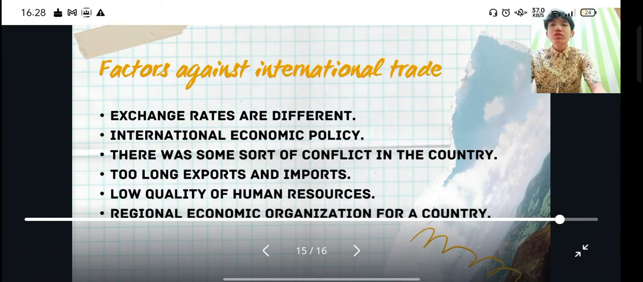The factors against international trade: exchange rates are different, international economic policy, there was some sort of conflict in the country, too long export and imports, low quality of human resources, and regional economic organization for a country.